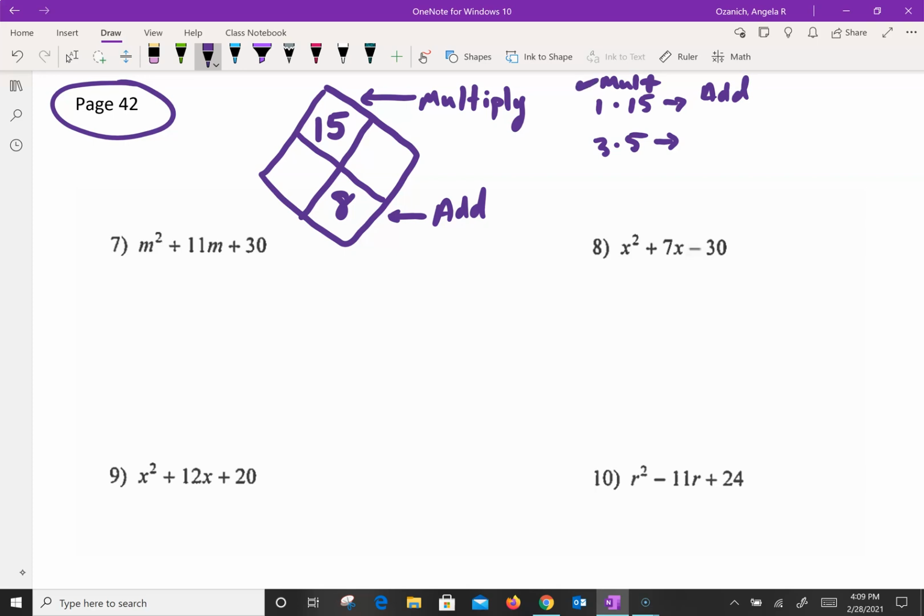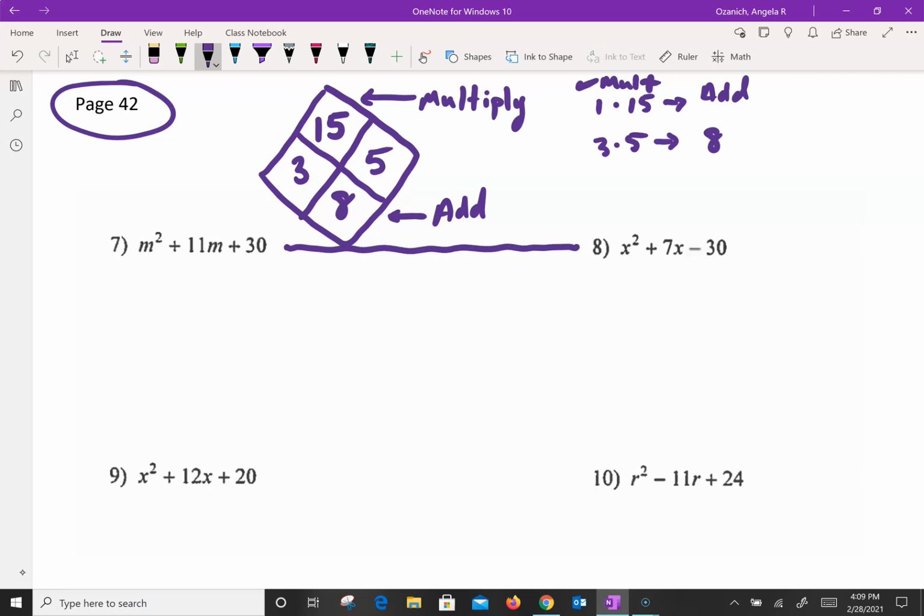But 15 plus 1 is 16, so that doesn't add up to 8, but 3 plus 5 does, right? So when you add 3 and 5 together, you get 8. So that means that we can use 3 and 5 to solve that puzzle, essentially. Okay? So again, you'll get some practice with that.